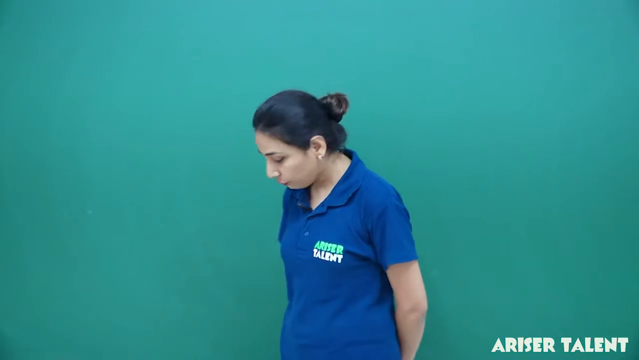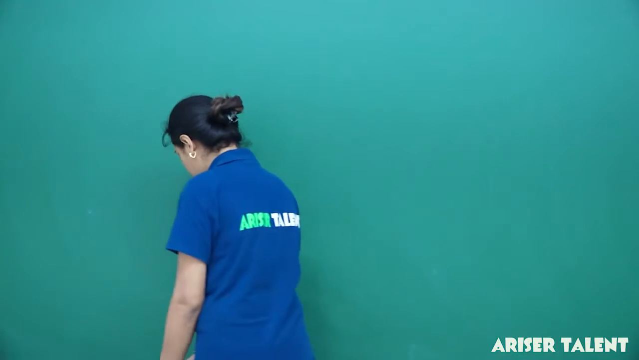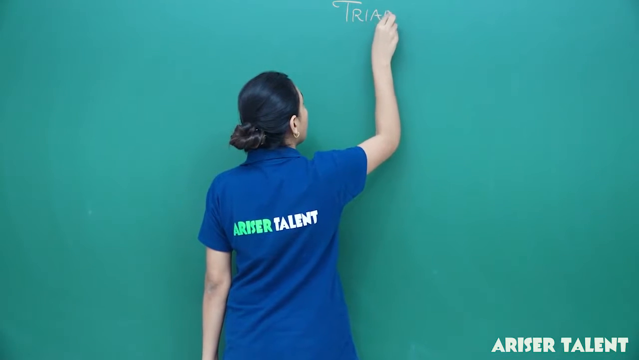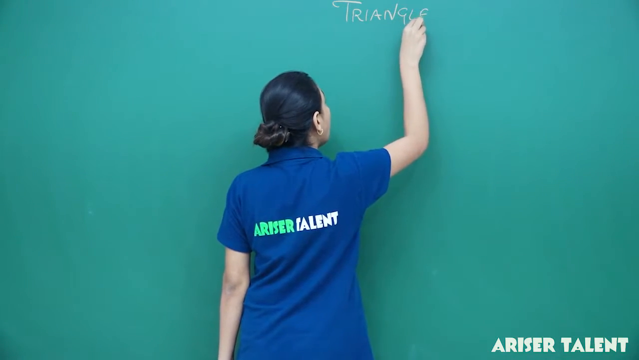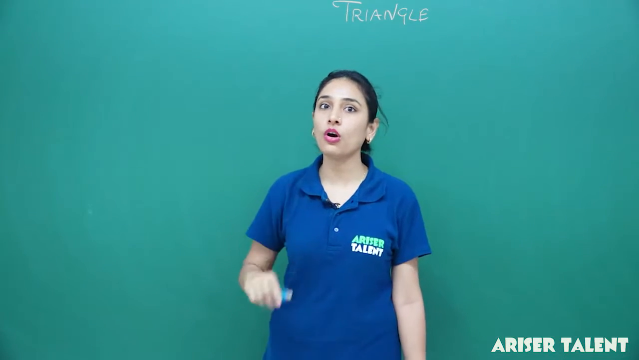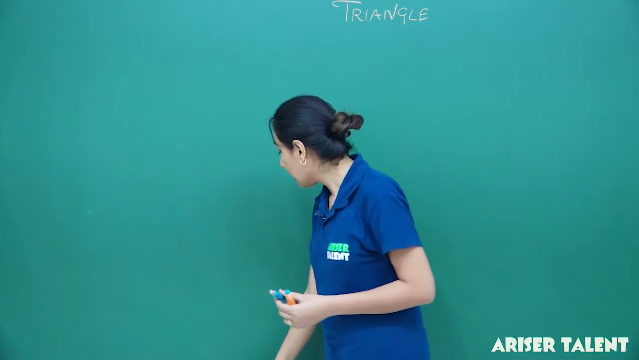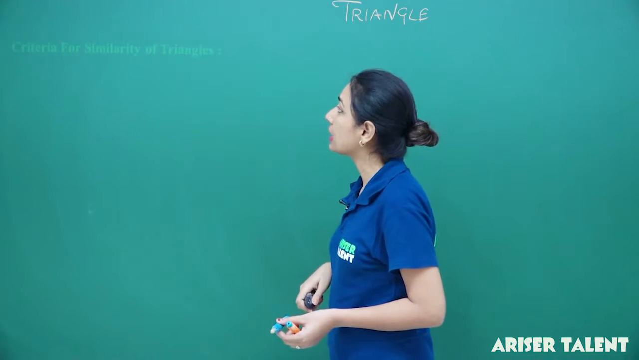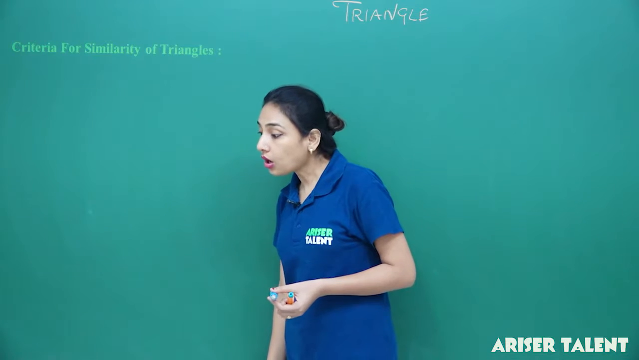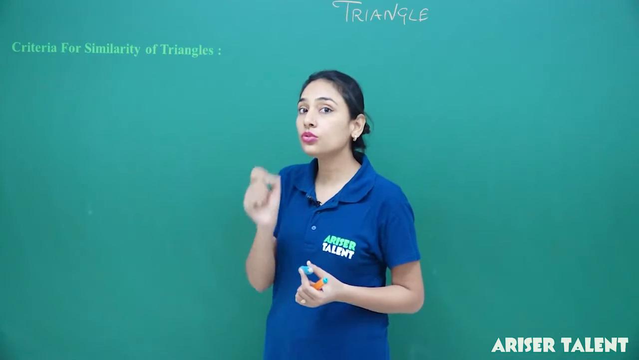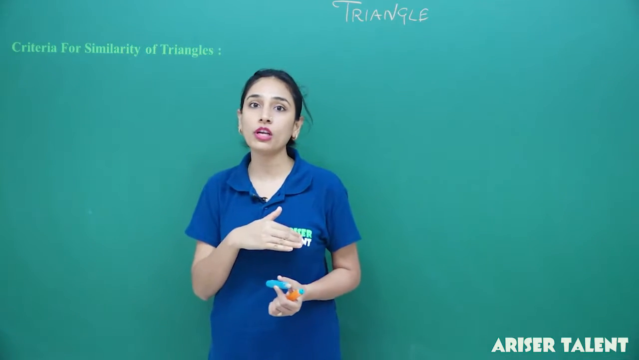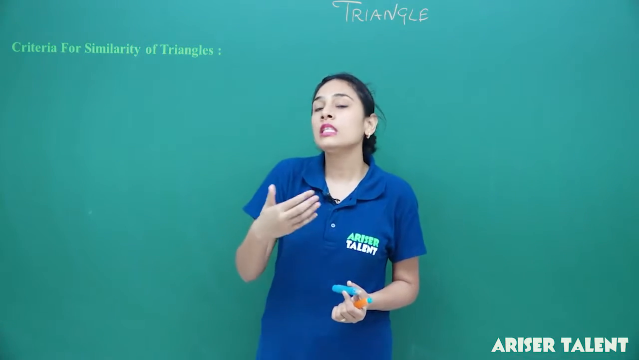So students, we were studying this chapter named triangles, right? In the previous session, we went through some proofs, and next we were talking about the criteria for similarity of triangles. When do you call two triangles similar? Because at the start of our chapter I told you what things are similar.